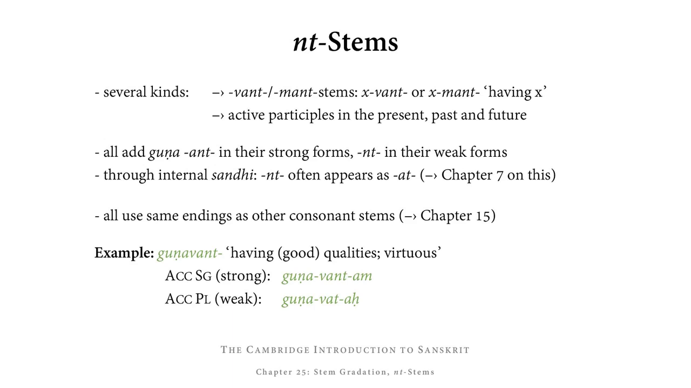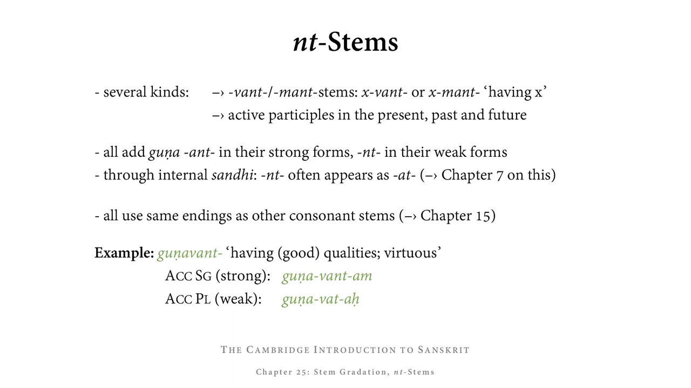Among the various kinds of nouns that have stem gradation, so that have a strong and a weak stem, we have nt stems. There are several kinds of those. First of all, we have vant or mant added to a noun. So X-vant or X-mant would mean having X. And then we have the active participles of the present, past, and future. All of these add guna ant in their strong forms and nt in their weak forms.